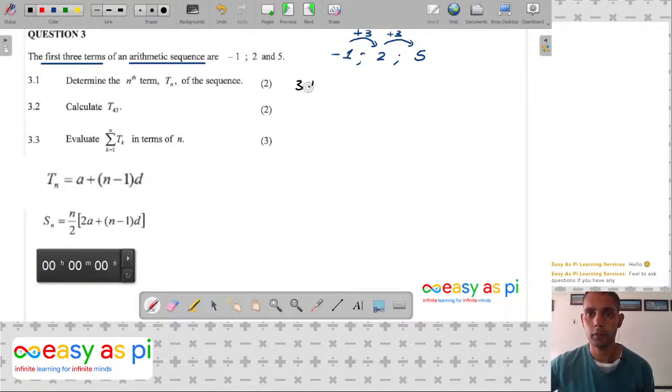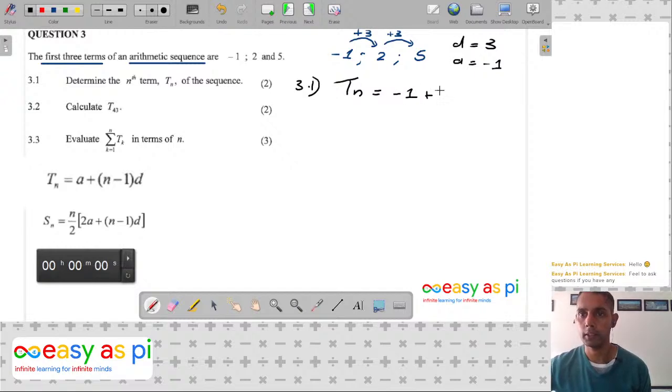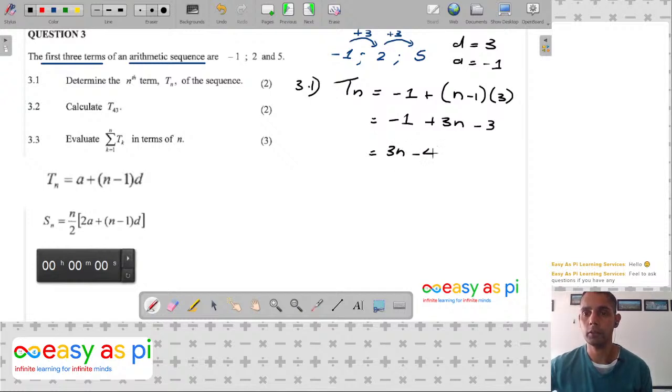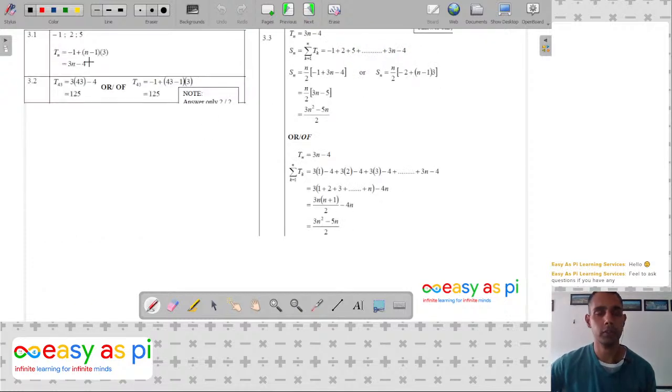And in that case, now I know that my d is 3, and my a, which is the first term, is -1. So then I just plug it into this formula here. So the general rule is Tn equals a, which is -1, plus n minus 1 times d, which is 3. I can then distribute this in, so this becomes -1 plus 3n minus 3. And of course, that becomes 3n minus 4. And that's my answer. So let's have a look at the model solution. So you can see it says 3n minus 4.